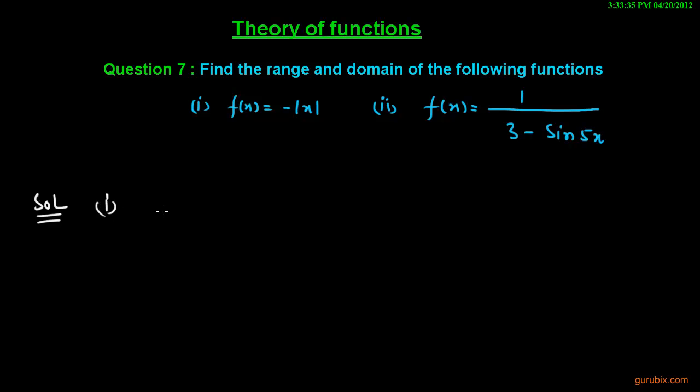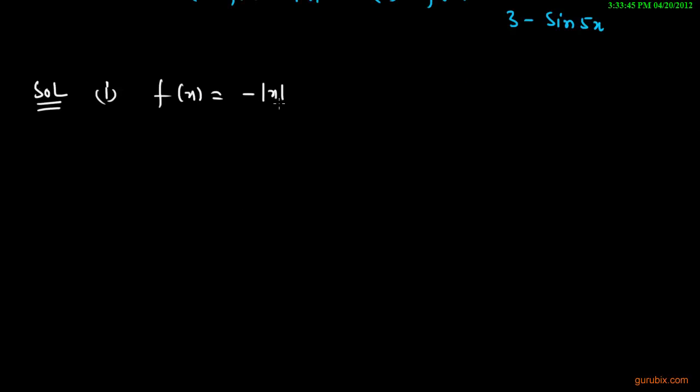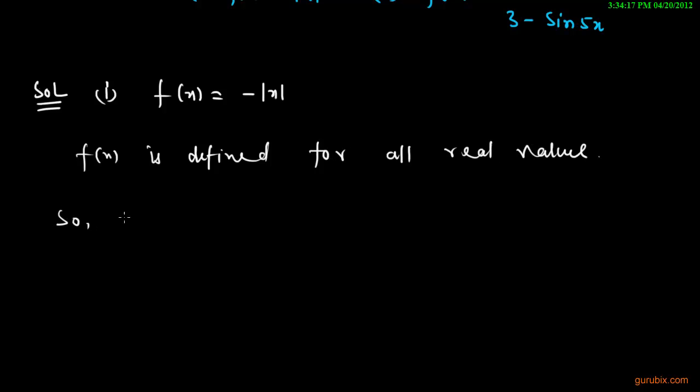In part 1 we are given the function f(x) = -|x|, and we know that this modulus function, |x|, is defined for any real number. First of all we should write f(x) is defined for all real values, therefore the domain of this function f is the set of real numbers.